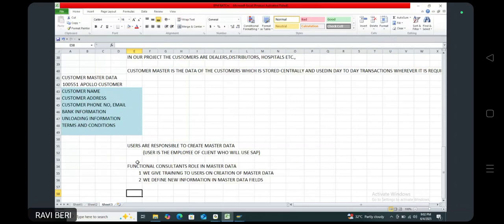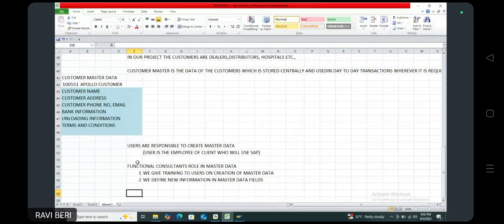Okay. So users are responsible to create master data. So who is user? User is the employee of client who will use SAP. And functional consultants' role in master data, we are the functional consultants. What is our role? We give training to users on creation of master data. We define new information in master data fields.